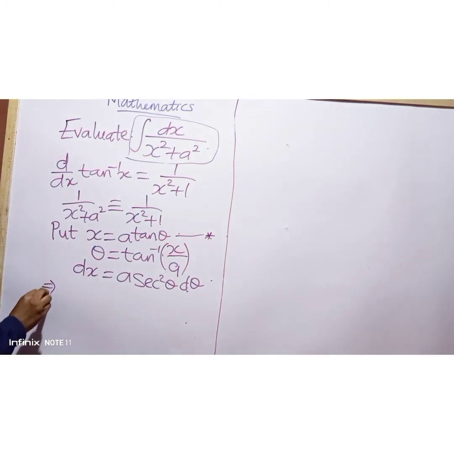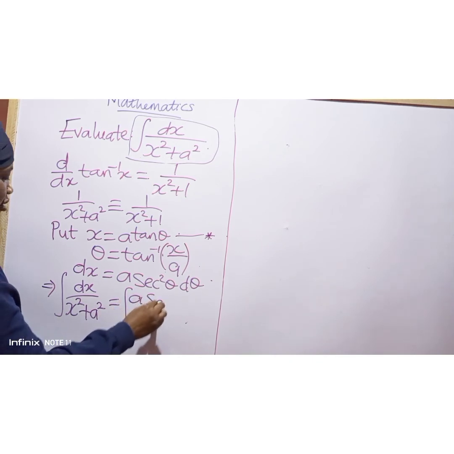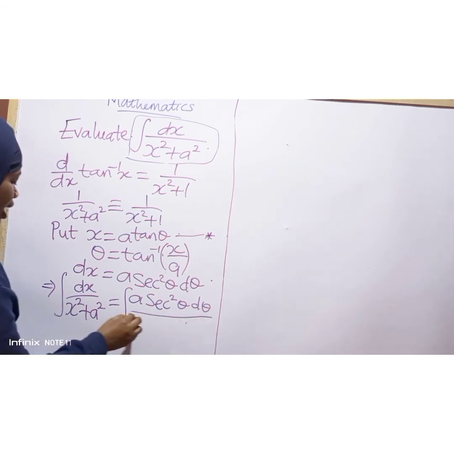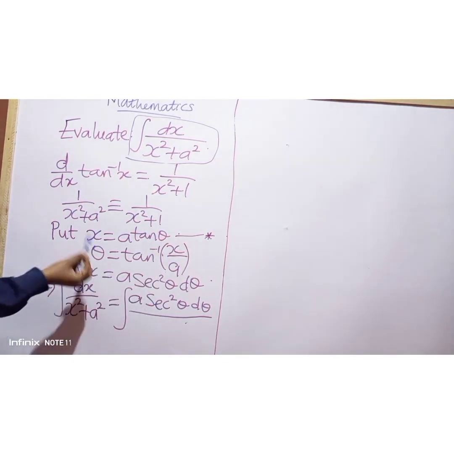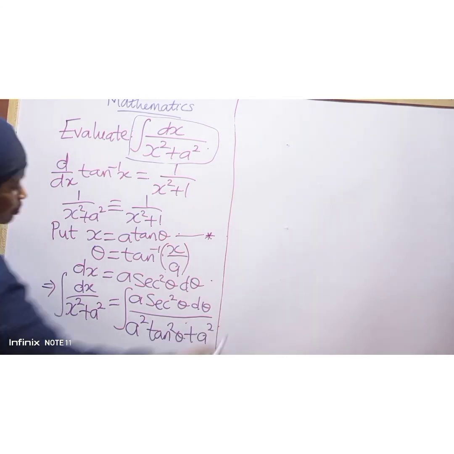So this integral, the integral of dx over x squared plus a squared, will now be equal to, wherever I see the dx, I'm going to put a sec squared theta d theta, then divided by, what is my x? x is a tan theta. So x squared will now be equal to a squared tan squared theta, then plus a squared.